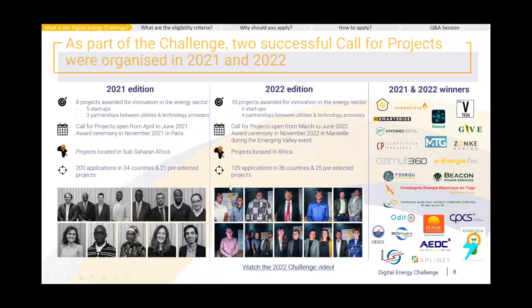If we go to the next slide, maybe a few words about the past call for projects. So as it's the 3rd edition, we have now some experience, and we have seen these 2 first successful call for projects in the past 2 years. In 2021, we have awarded 8 projects, so 5 startups and 3 partnerships between utilities and technology providers. It was open during spring 2021, and we have done an award ceremony in November 2021 in Paris. For this first edition, the eligible projects were only located in sub-Saharan Africa, but then we decided to open the challenge more widely to the whole continent, and that's how it was done last year, and we kept that in 2023. These 2 editions were really a success.